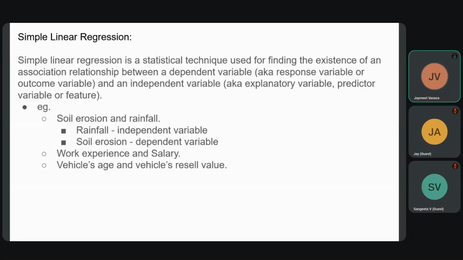Examples of simple linear regression are soil erosion and rainfall, where rainfall is the independent variable and soil erosion is the dependent variable. Then work experience and the salary of a person, the work experience being the independent variable and the salary being the dependent variable. Then a vehicle's age and the vehicle's resale value, the age being the independent one and the resale value being the dependent one.